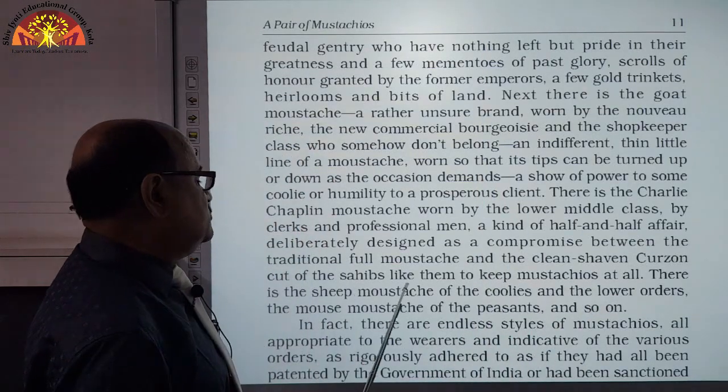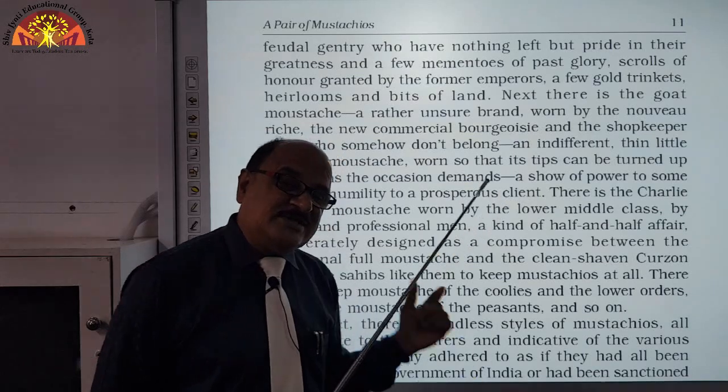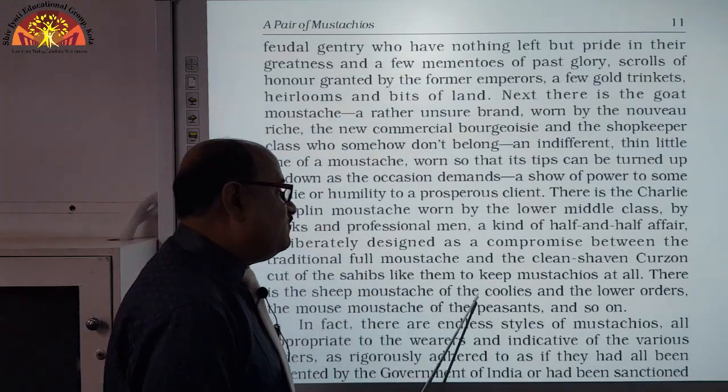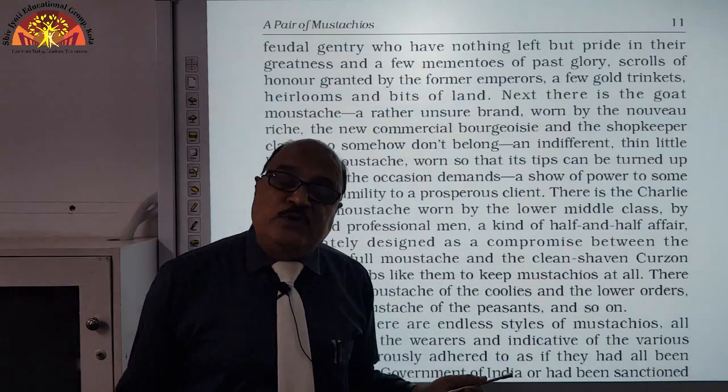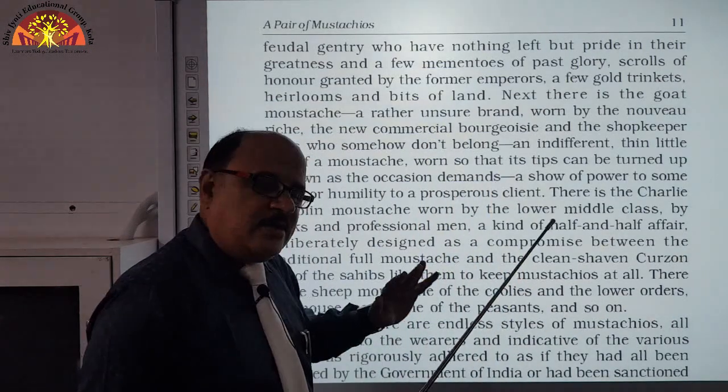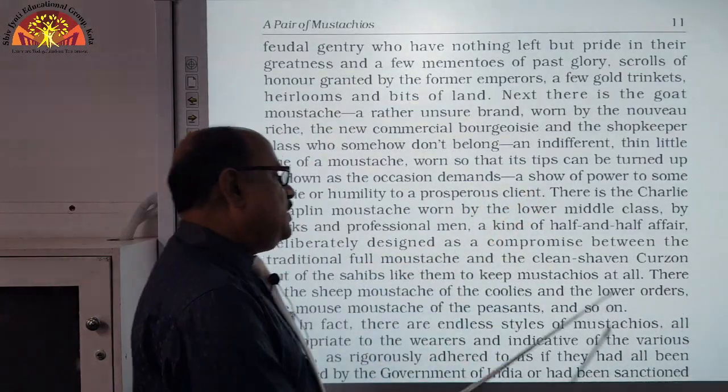There is the sheep mustache, okay students. So this is the fifth kind of mustache, and that is the sheep mustache of the coolies. What kind of people used to keep them? Coolies and the lower orders, right? Below middle class used to keep them.